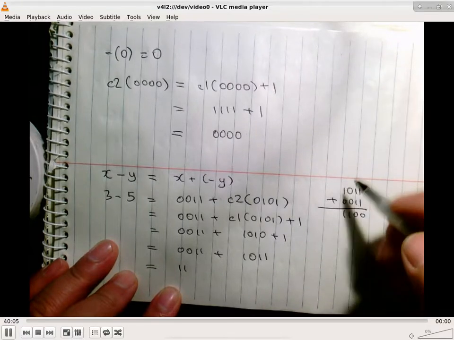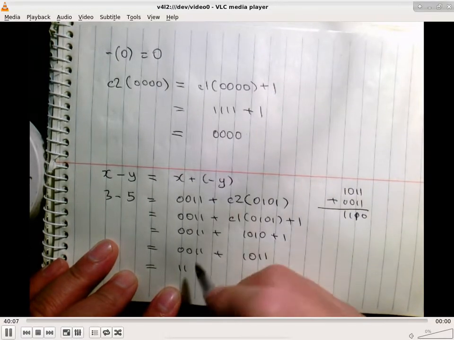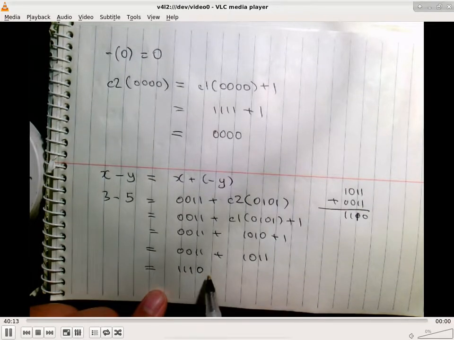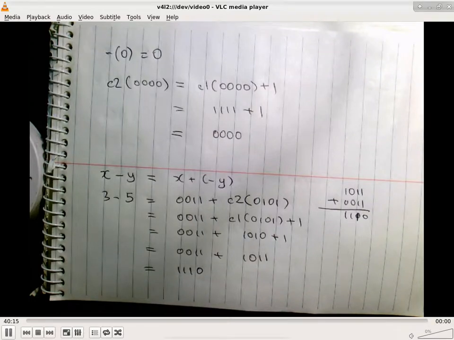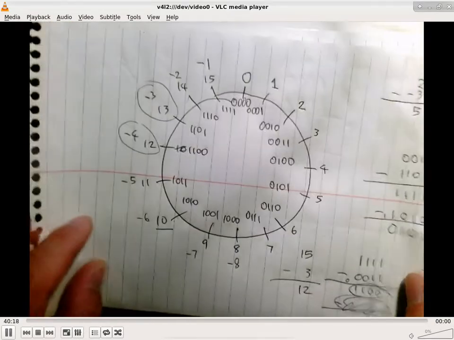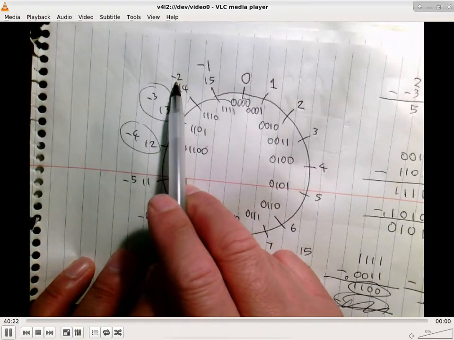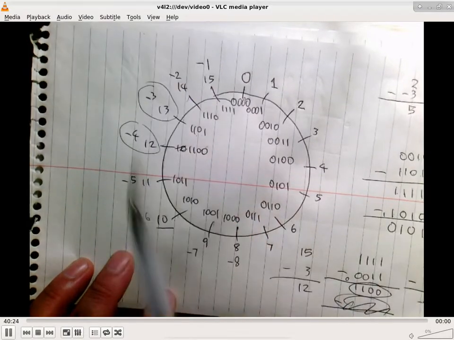No, I made a mistake. It's 1110. But 1110 using a sign interpretation, what is it? Let's look at the wheel. This is 1110. The sign interpretation is -2. So we do get the correct result.